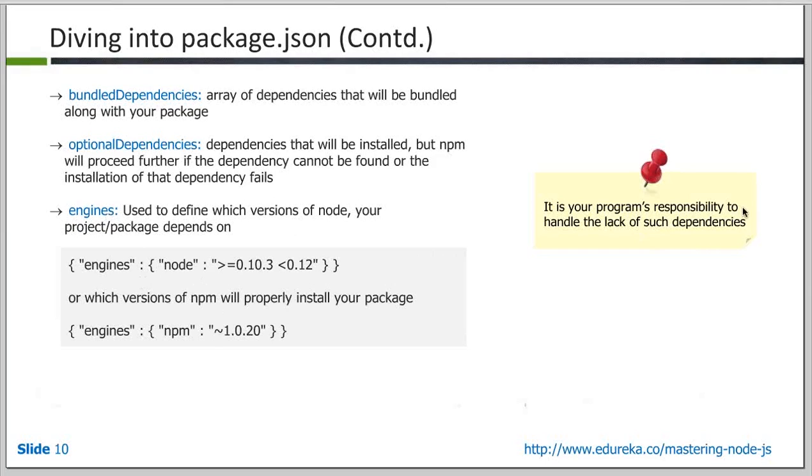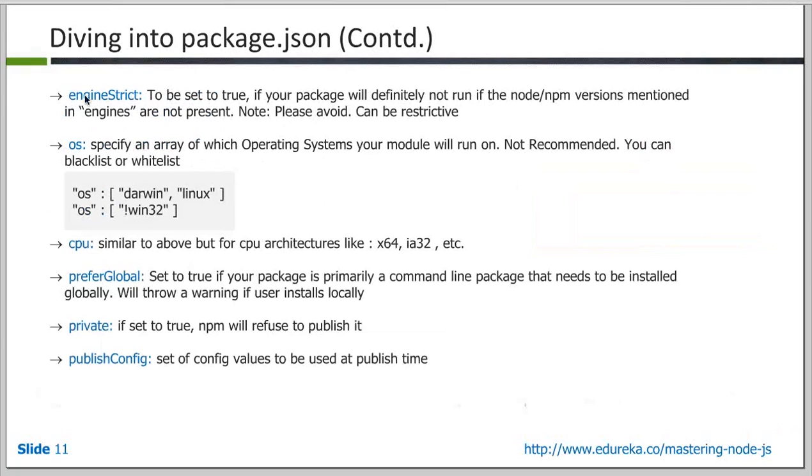Most importantly, it is your program's responsibility to handle the lack of such dependencies. When you're working with bundle dependencies and optional dependencies, it is your responsibility to take care that if any of them crash, your module does not crash. The same concept goes with any good developer. A good developer would always make sure that his application runs smoothly irrespective of the hiccup. You can also provide other properties like engine strict, OS, CPU, global variables, private, publish config. One key property here is called preferred global. Here, this is set to true.